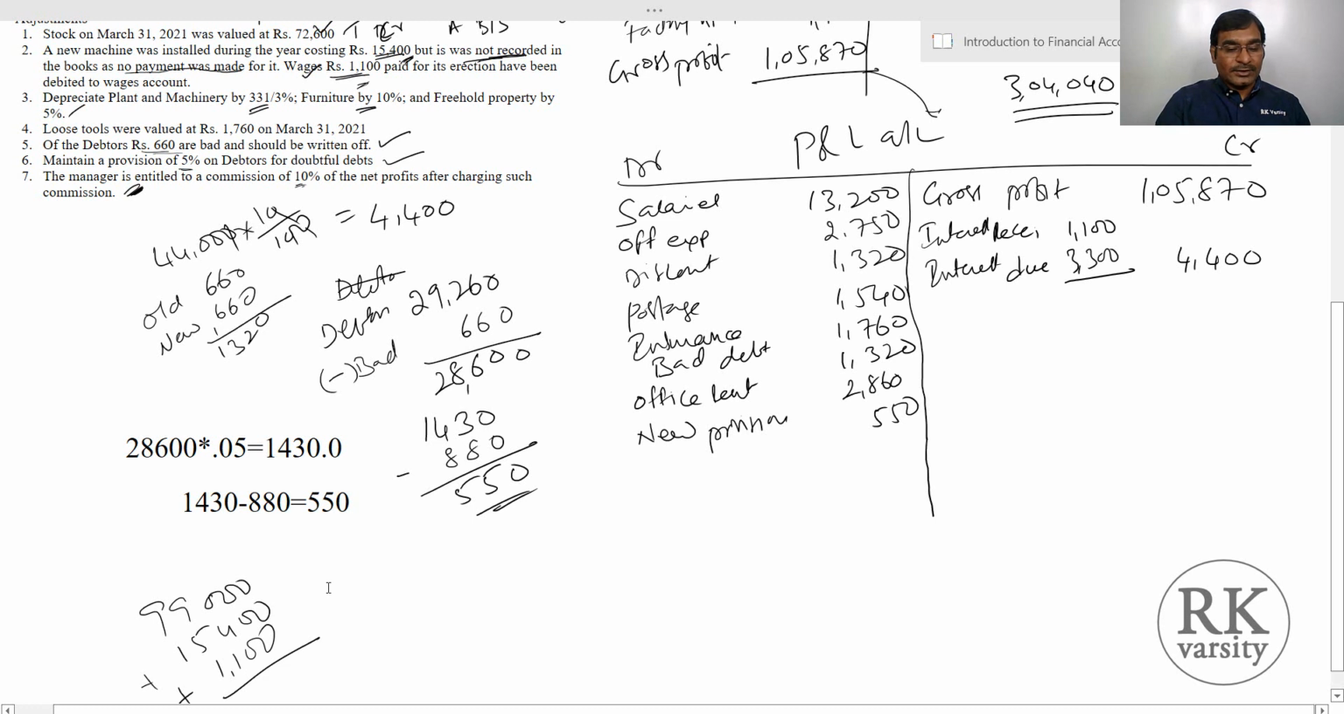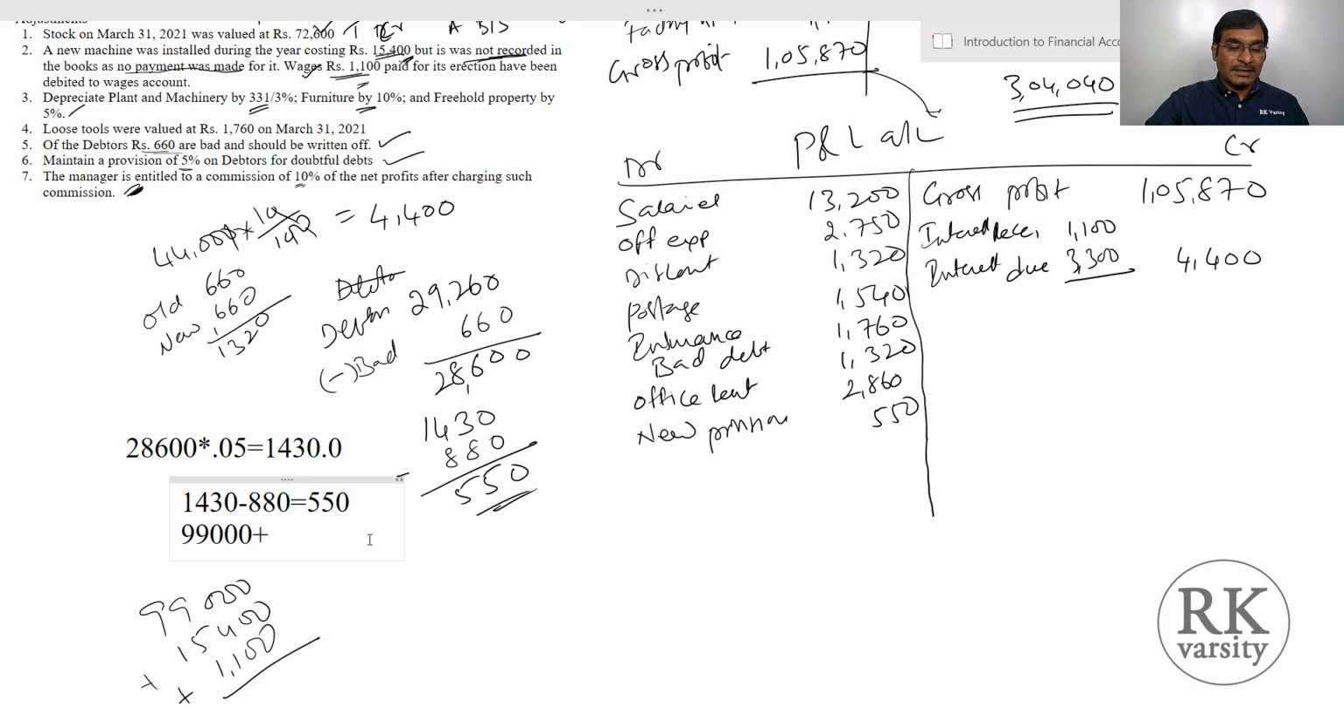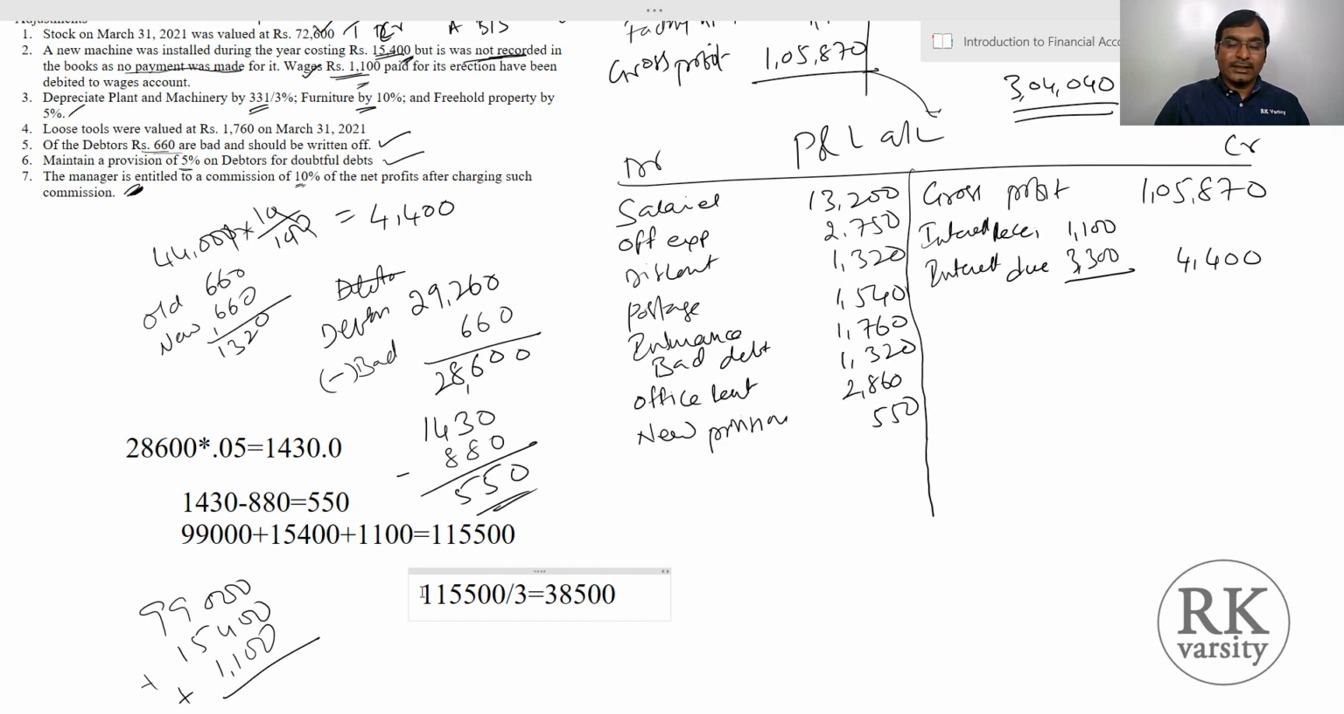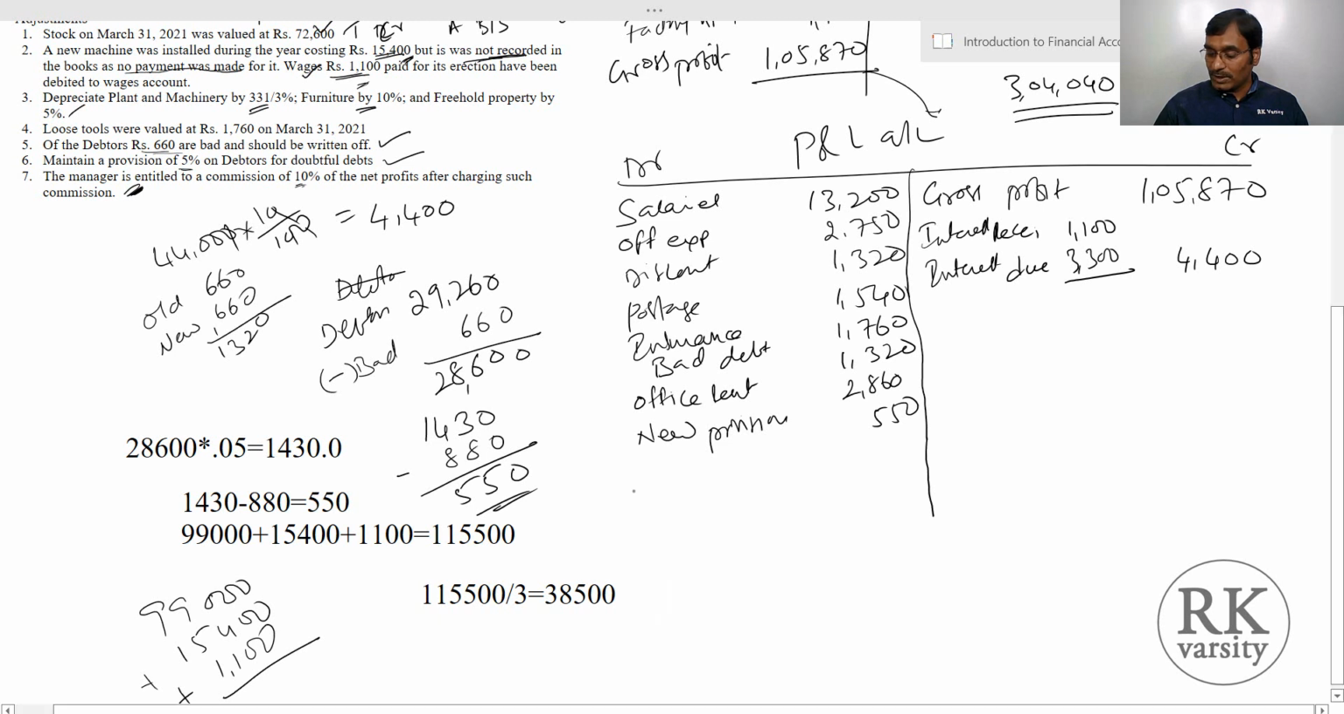So this comes to how much? 99,000 plus 15,400 plus 1,100. So this is 1,15,500. Now on this 1,15,500, our depreciation rate is 33 1/3%. So we'll simply divide this by 3. 1,15,500 divided by 3. So 38,500 is the depreciation on machinery.